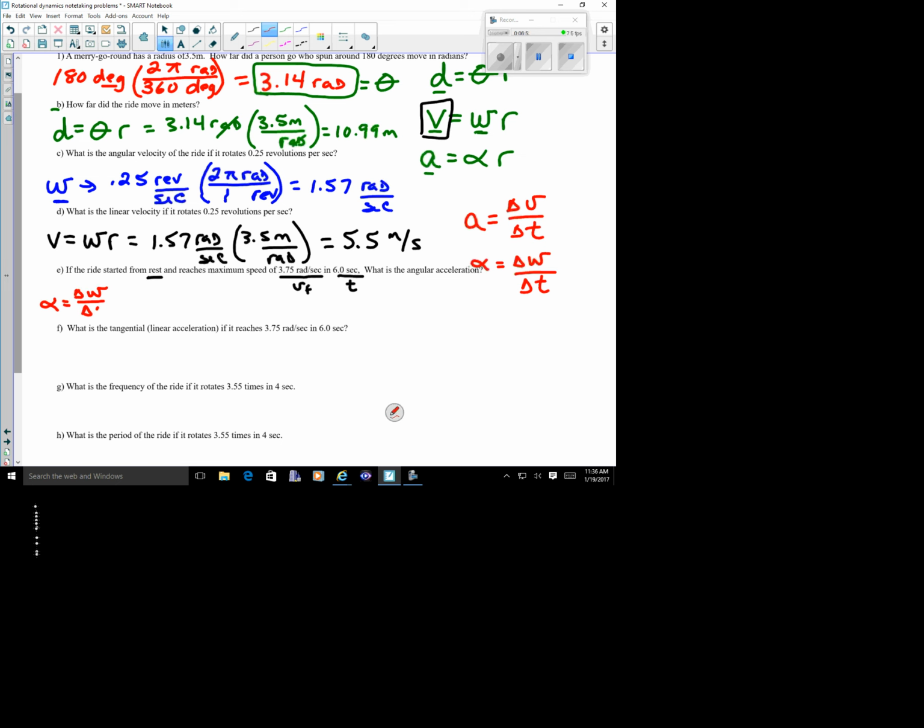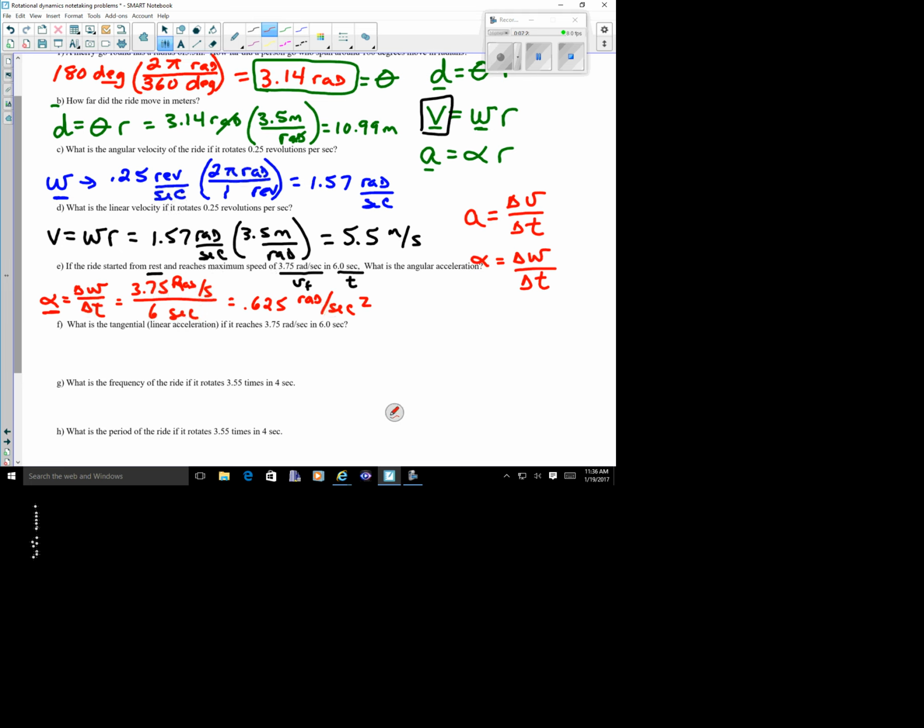And so my final velocity was 3.75 radians per second. My amount of seconds was 6 seconds. And so therefore you divide those two things, you end up getting 0.625. But instead of radians per second, because that's velocity, this is acceleration. So it's always radians per second squared. It used to be meters per second squared, but now it's radians per second squared.